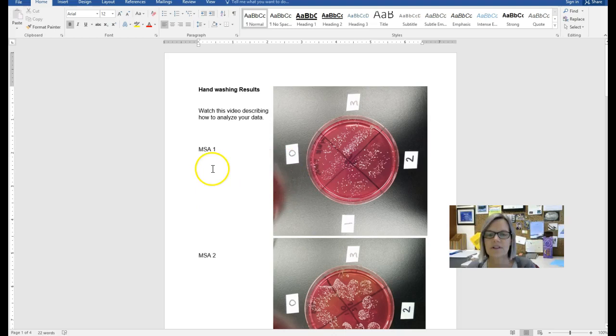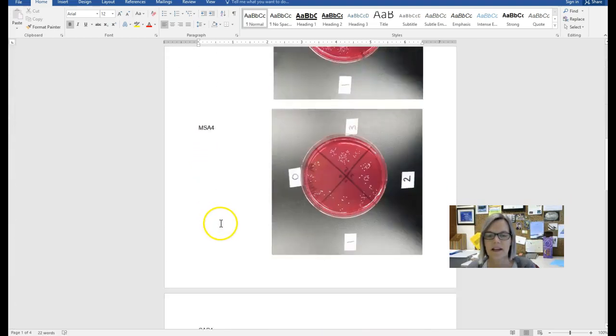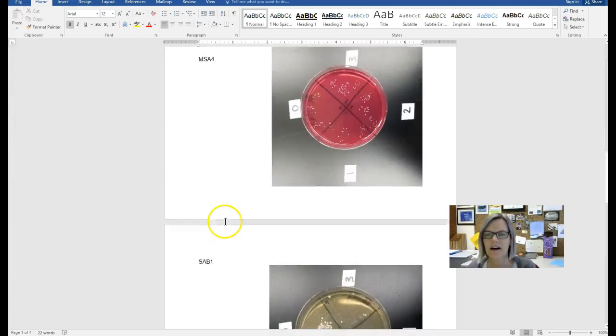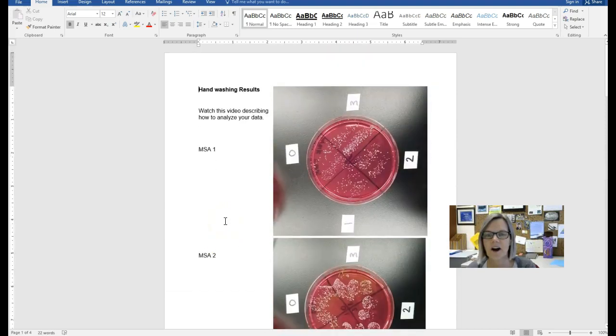I have on these results 4 MSA plates and 4 Sabouraud plates photographed. These data are representative of the data that your whole class found. So some of these plates are your actual plate. So the way we're going to analyze these is, here you have an MSA plate. And remember we had 0, 1, 2, and 3 hand washings.